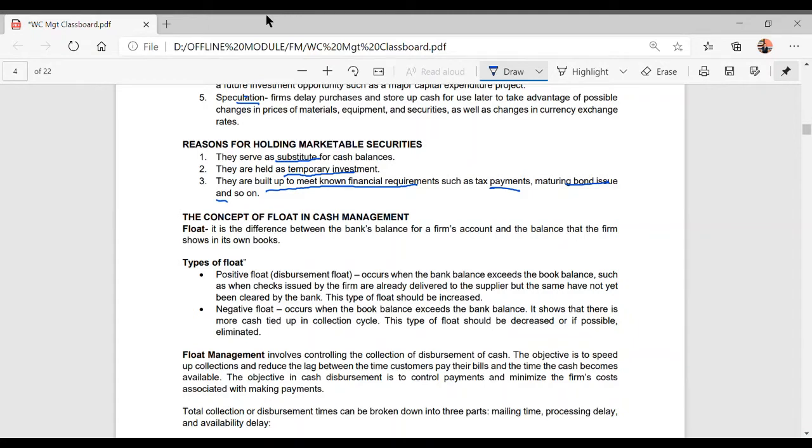And then we have the concept of float. Okay, so the float is the difference between the bank's balance in a firm's account and the balance that the firm shows in the books. Okay, so ang diferensya sa amount nga naa sa record sa bank ug sa record nga naa sa company.